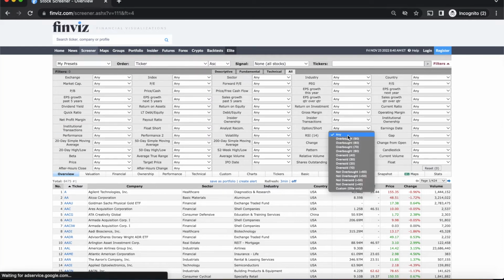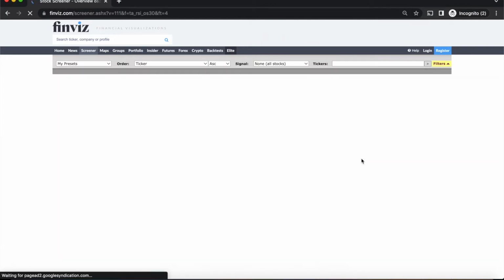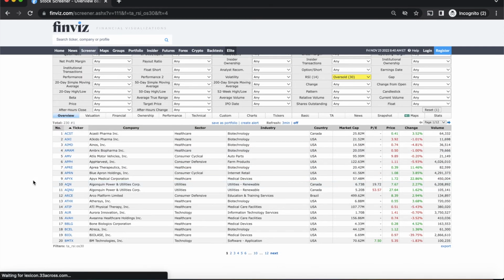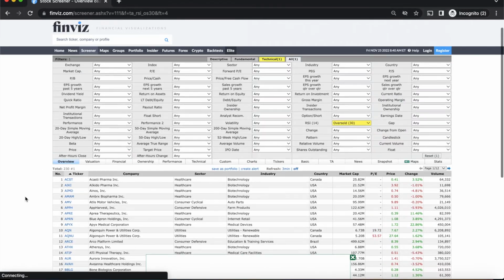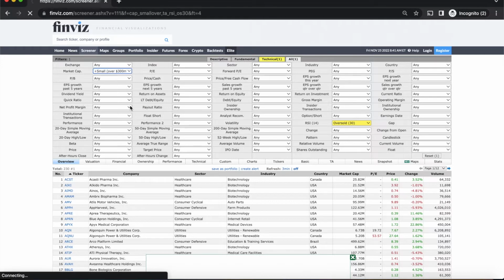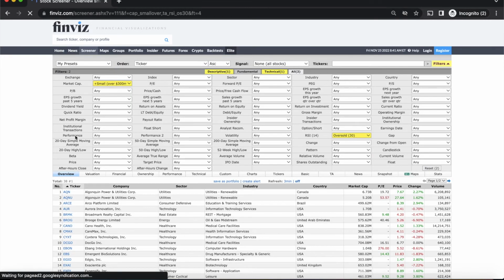Since we are concerned with RSI here, I'll select RSI and I'll select oversold at 30 levels. So what the screener is going to do right now is show me all the stocks which have RSI values below 30, and you'll see that a huge number of stocks is coming up. But I tend to put some additional filters. Let's say we don't want to look at very, very small market cap companies. We want to look at companies which at least have some sizable market capitalization.